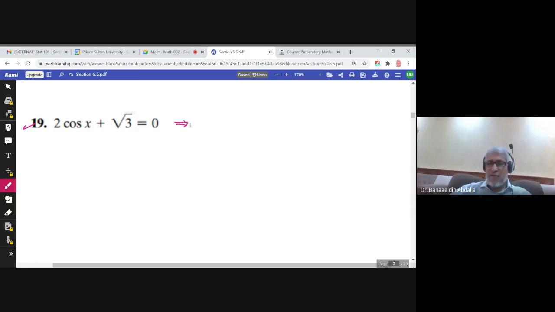We need to solve this equation for the variable, for the trigonometric function cosine x. If you take the square root to the other side, it would be negative square root of 3 over 2. So that's the equation written in simplest form. Now what to do? How to find all the solutions of this equation?